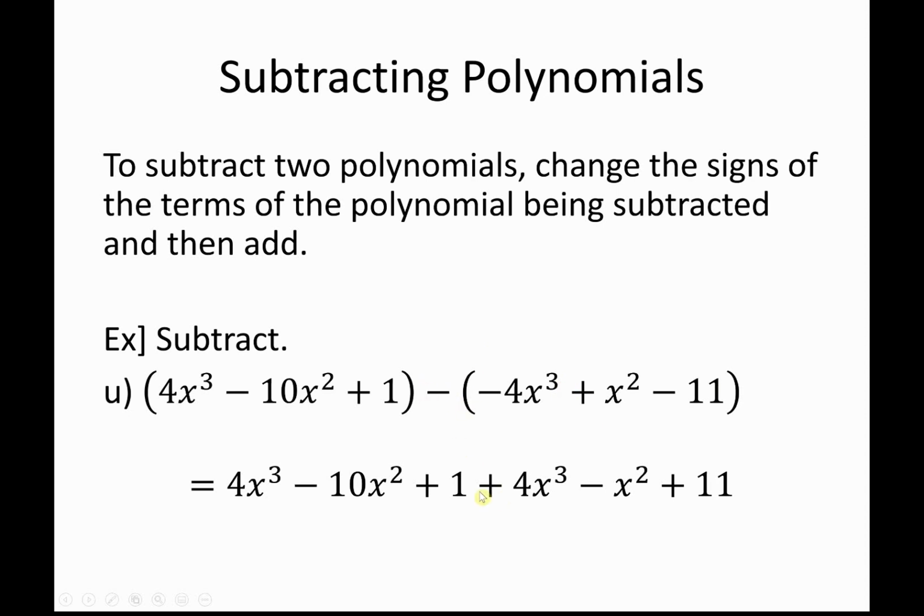So here is the result of changing all the signs in the second polynomial, the one being subtracted. Here's me recognizing like terms, they're color-coded, and here is me combining like terms. And there you have it. That's example U for you.